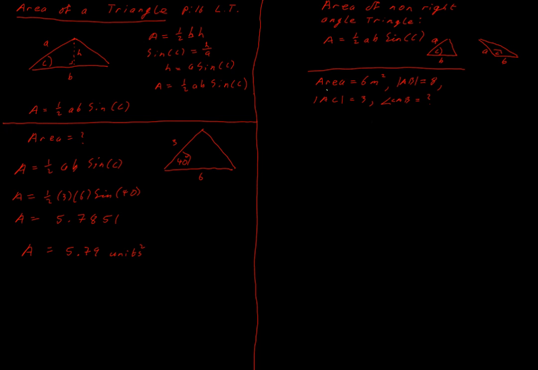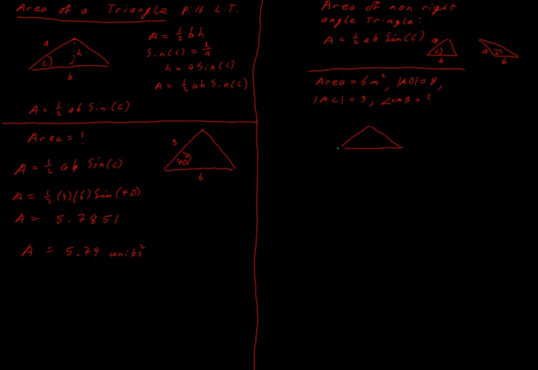If they've given us the area of 6 meters squared and sides, so we have a triangle, 6 meters squared area, the side length AB is 8, the side length AC is 3. What is the angle CAB? Well, let's draw this in as we always should to start off our questions.